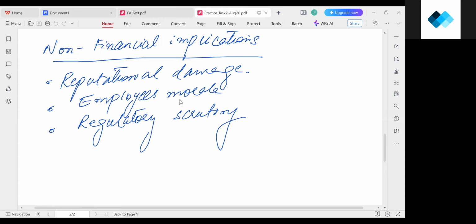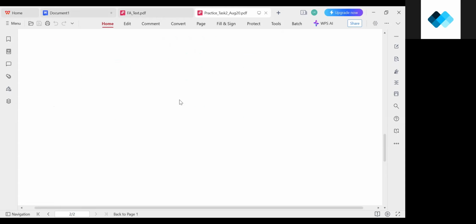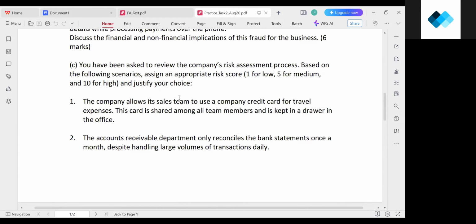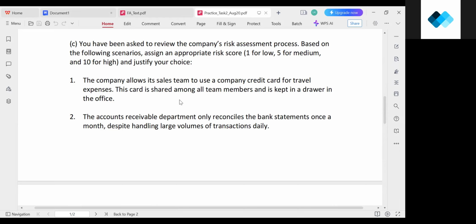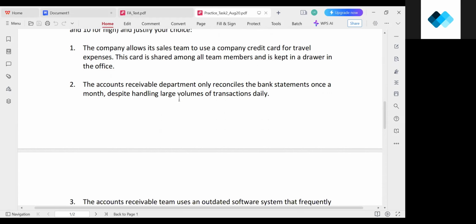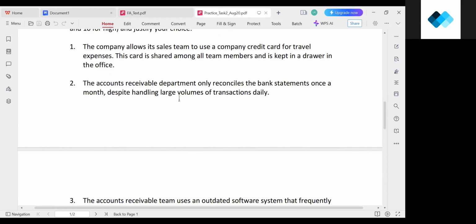Let's have a look at the other question. All right, now we are at part C. So you have been asked to review the company's risk assessment process. Based on the following scenarios, assign an appropriate risk score of 1, 5, or 10, low, medium, or high, and justify your answer. Okay. So the company allows its sales team to use a company credit card for travel expenses. This card is shared among all team members and is kept in a drawer in the office.